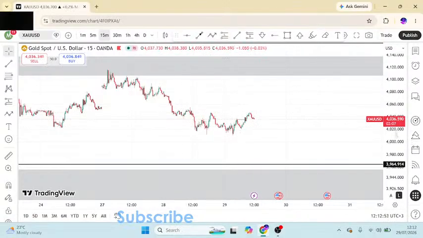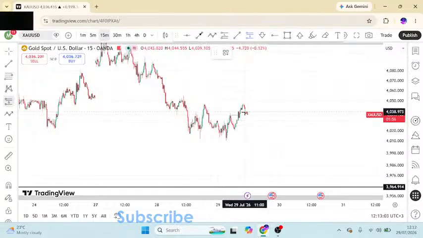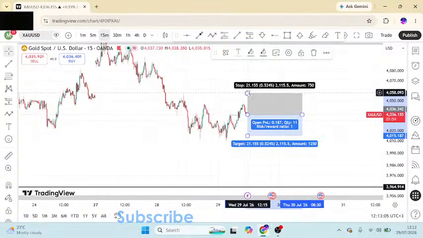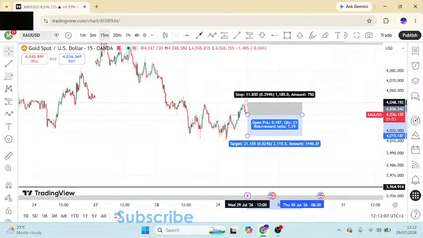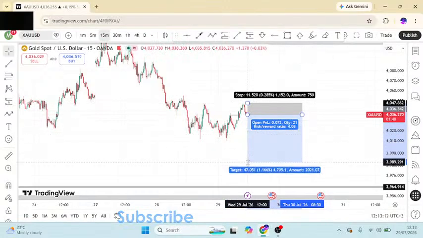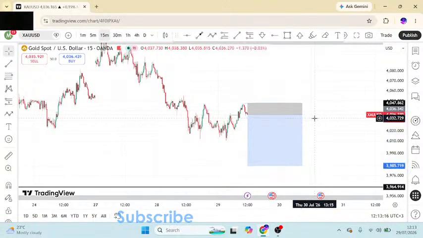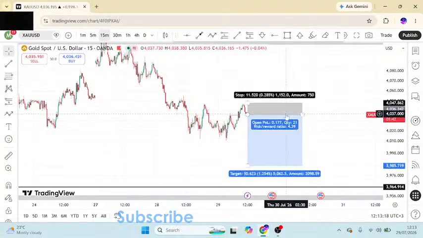Now let's look for our sales. We can look for our sales right here. Let's get that high. Our stop loss is at 11 pips. Let's target at least 50 pips.